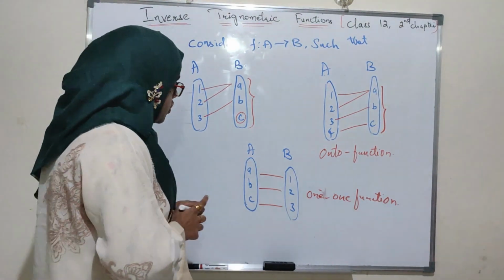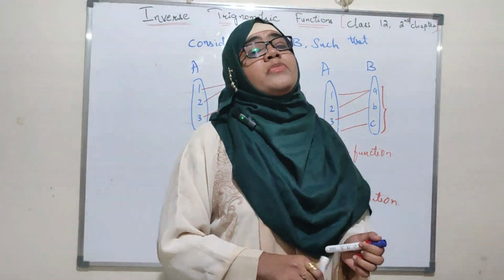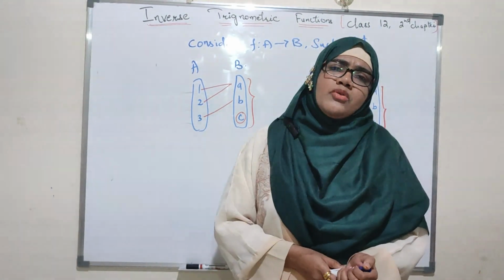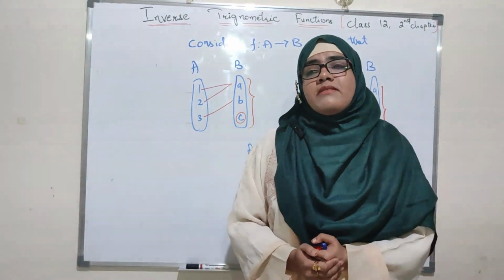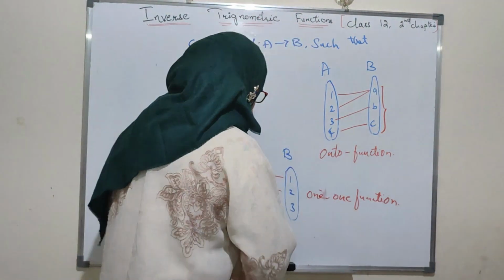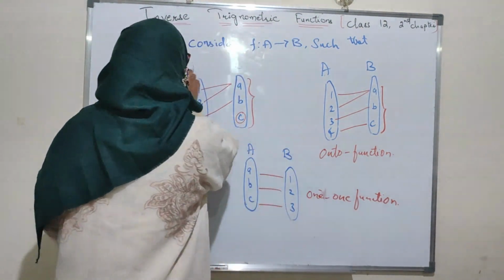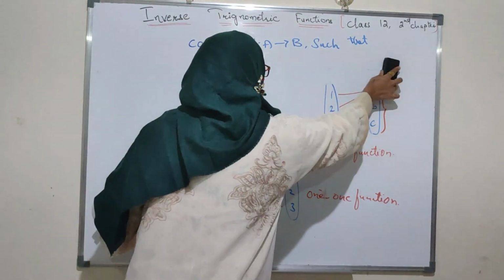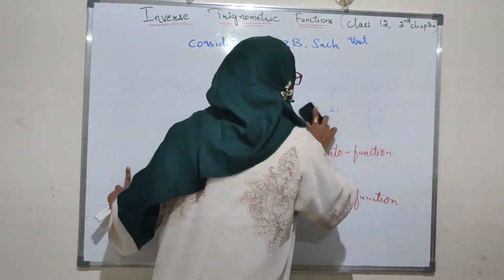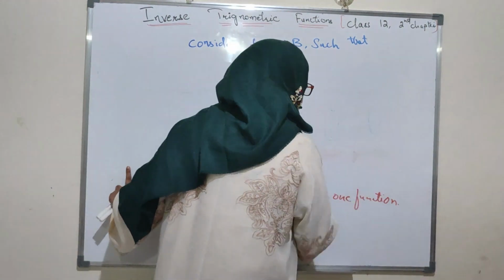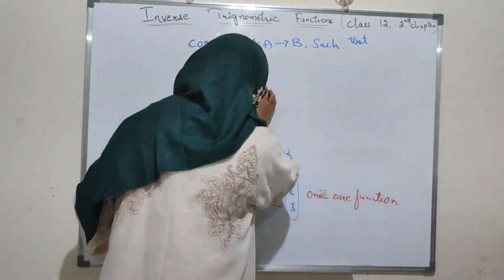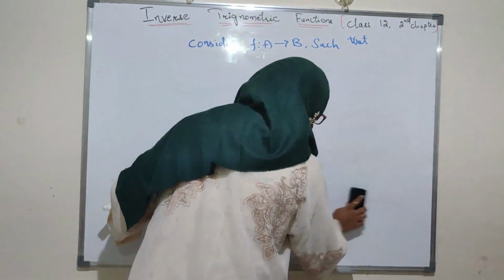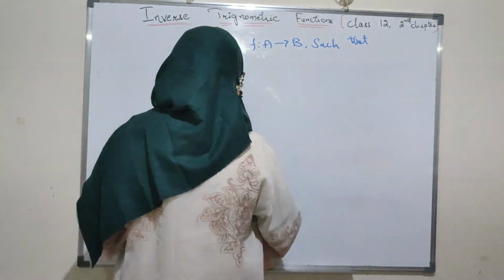So it is clear. For finding the inverse of a function, the function must be 1-1 and onto. Why? We will discuss. We will check why it is necessary for the function to be 1-1 and onto for finding the inverse of a function. If a function is 1-1 and onto, we can say that function is bijective. You have studied this in the first chapter.